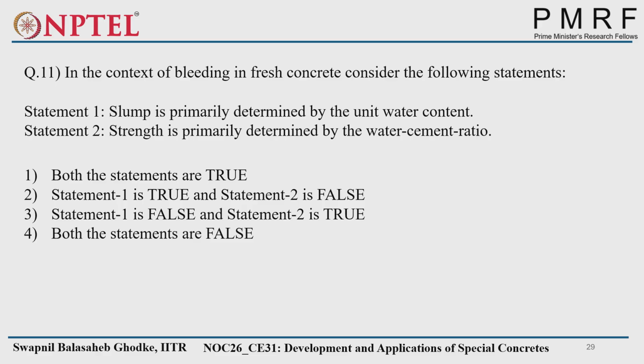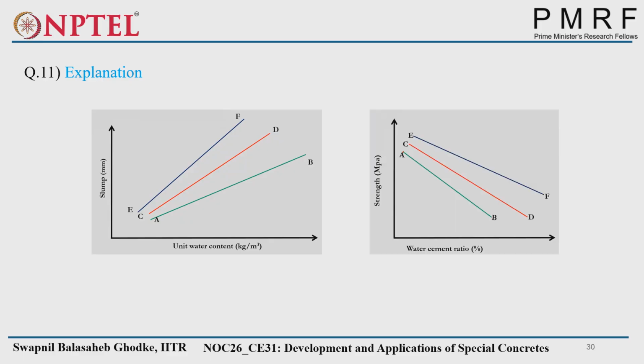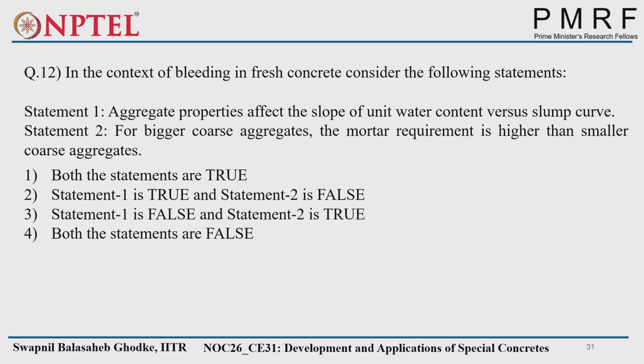Okay. Only the last four questions are remaining. Slump is primarily determined by unit water content, and strength is primarily determined by the water cement ratio. Simple, very simple. We are right, because in the beginning itself we saw that. These two graphs: slump is dependent on the unit water content, and strength is dependent on the water cement ratio.